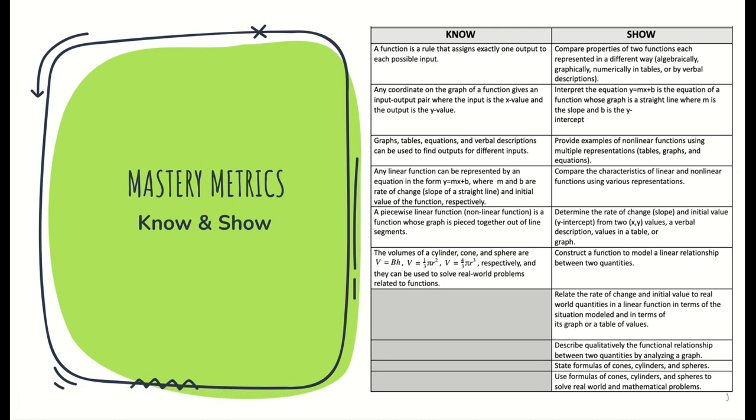Mastery metrics. Scholars are expected to know a piecewise linear function. A piecewise linear function is a function whose graph is pieced together out of line segments. They also need to know the volumes of a cylinder, cone, and sphere are V equals BH, V equals 1/3 pi r squared h, V equals 4/3 pi r cubed, respectively. And volumes can be used to solve real world problems related to functions.